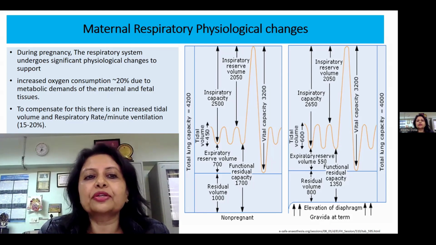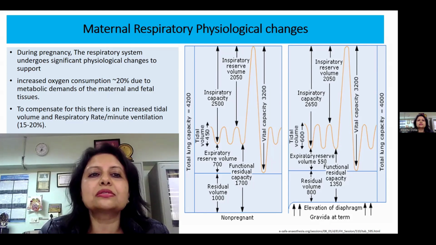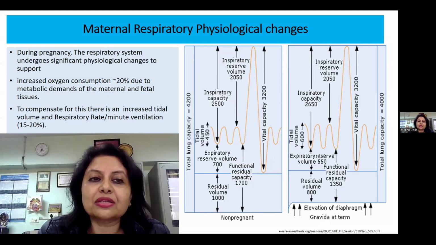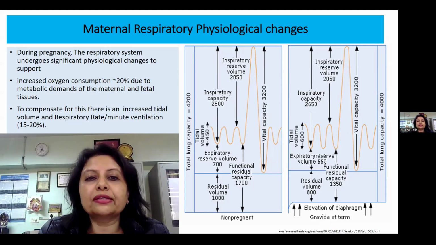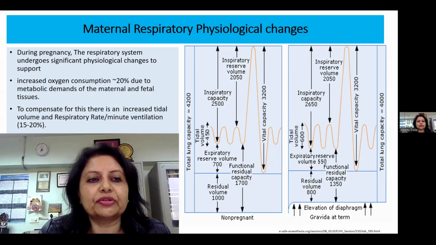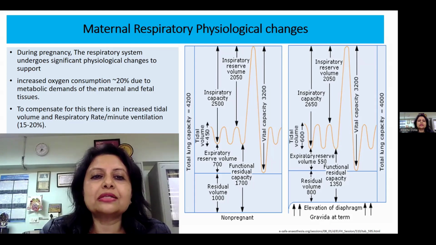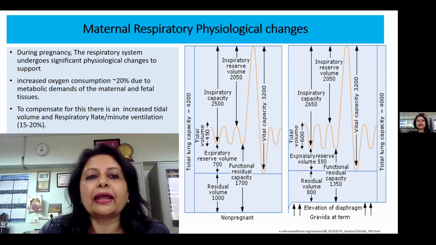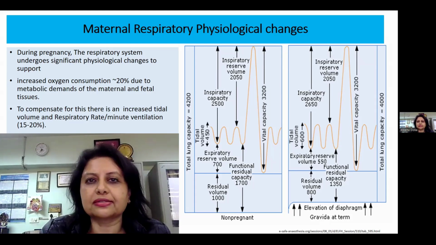This reduction in the functional residual capacity lowers the carbon dioxide concentration. It increases the arterial pH. It results in a state of compensatory respiratory alkalosis, which results in physiological dyspnea and should be distinguished from additional or pre-existing cardiopulmonary diseases.